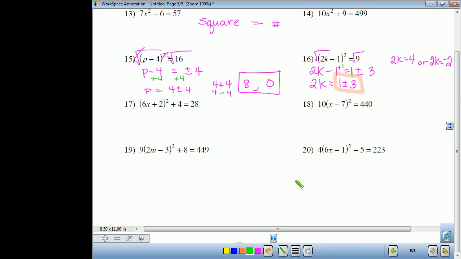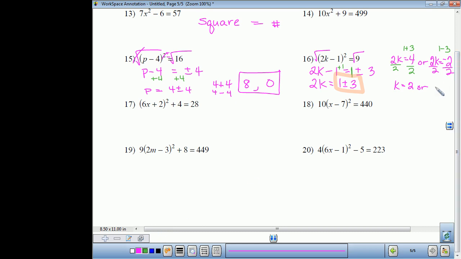Okay? So right here, make sure both situations are here. The 4 came from 1 plus the 3. The negative 2 was a result of 1 minus the 3. So we get 2 different equations that we need to solve. Here we divide by 2, and we get k equals 2. Or we divide by 2, and we get k equals negative 1. So those are my answers.